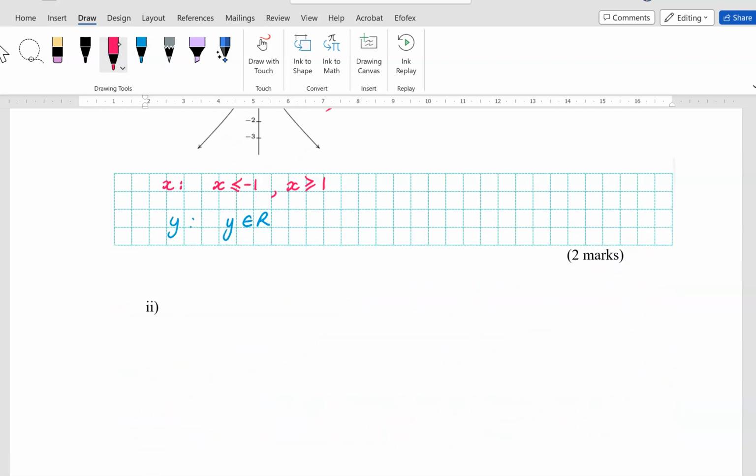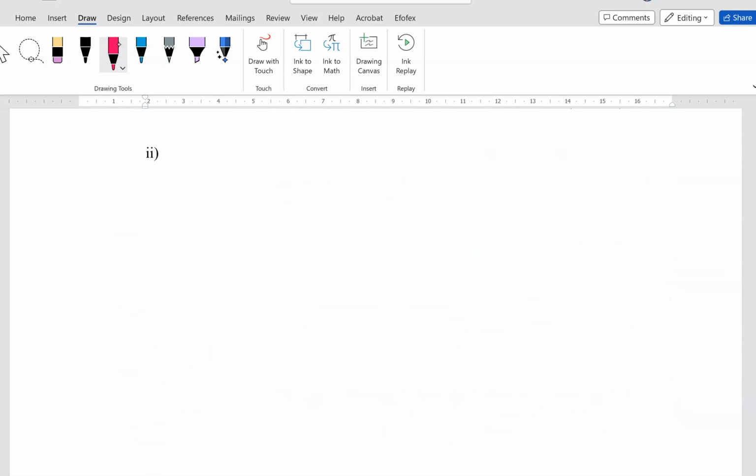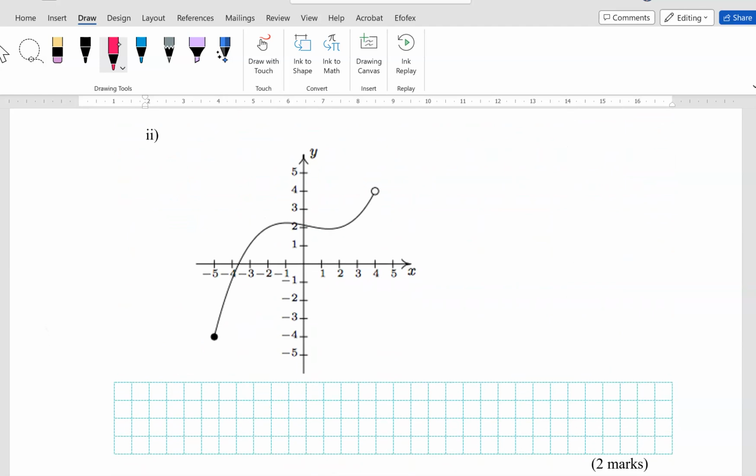Hopefully you're playing along with this and you've been getting full marks so far. Okay, part 2. So this time, the closed dot, we know it means it can be that value, and the open dot means it's up to there, but not actually being. So let's look at our x values first. So it's here, 5, and then 4. So basically we want to say that x is in between 4 and -5. So it's less than 4, but it's greater than or equal to -5.